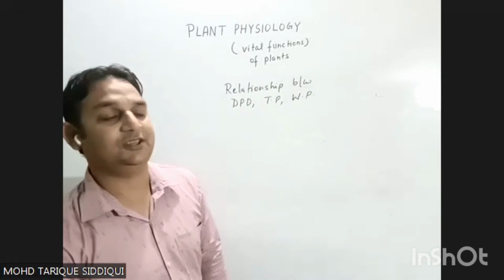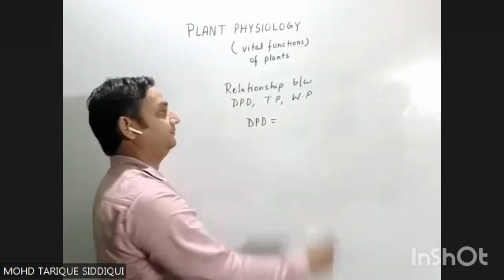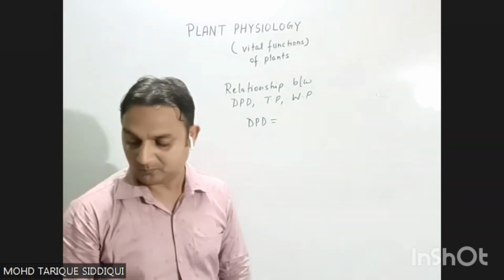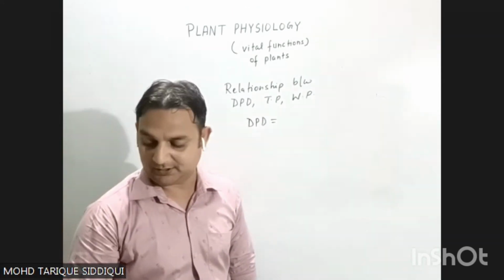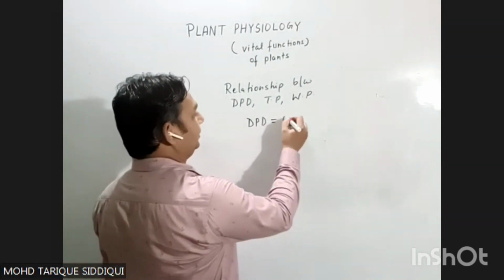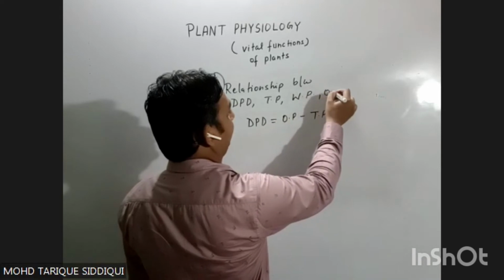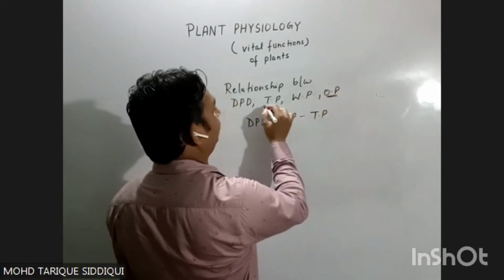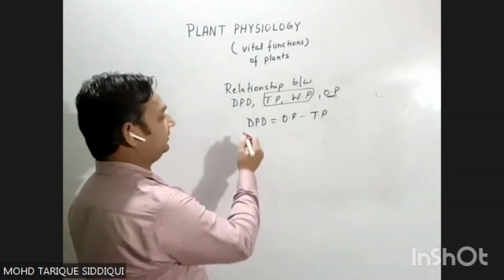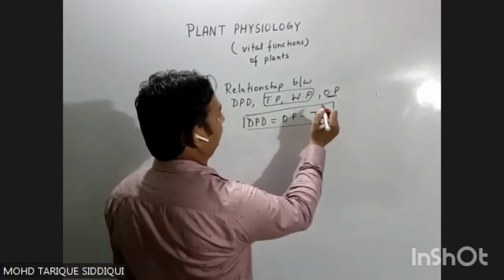We have the relationship DPD, that is diffusion pressure deficit, that will be equal to osmotic pressure minus turgor pressure. Here we have the osmotic pressure also, because these are equal in magnitude but opposite in direction. So this is the DPD relation, osmotic pressure minus turgor pressure.